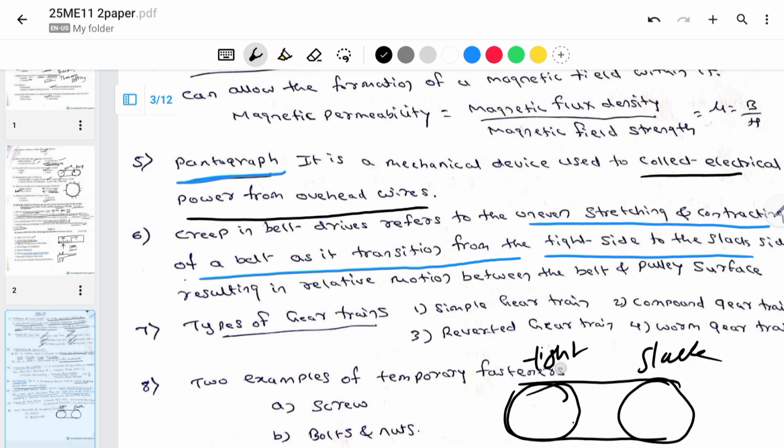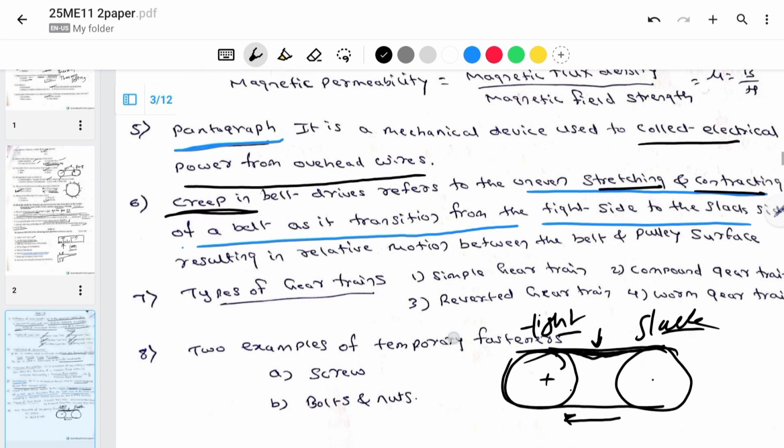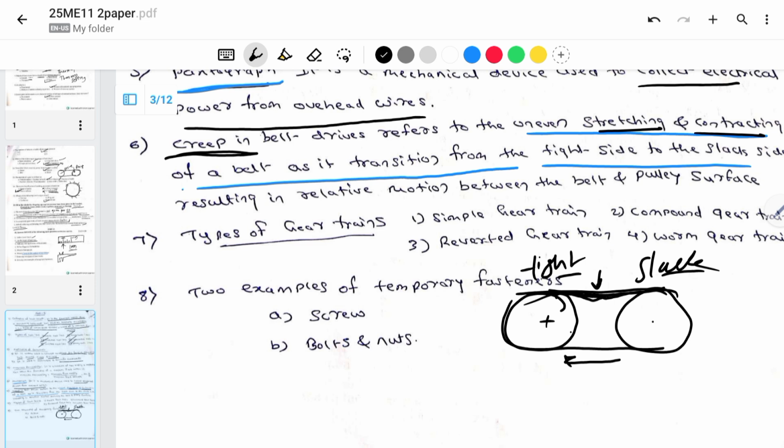Because of the tight side and slack side, there will be a small fluctuation within the belt. Whenever the belt is moving from this side, suddenly it is pulling from this side, and at this side it will be slightly loose, because of which it will have a repeated action of stretching and contracting. That action is called creep loading. Okay, I hope you have got that one.